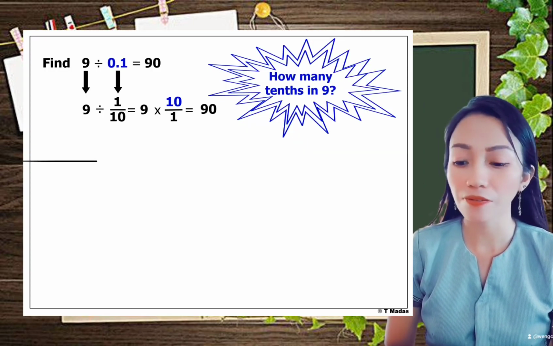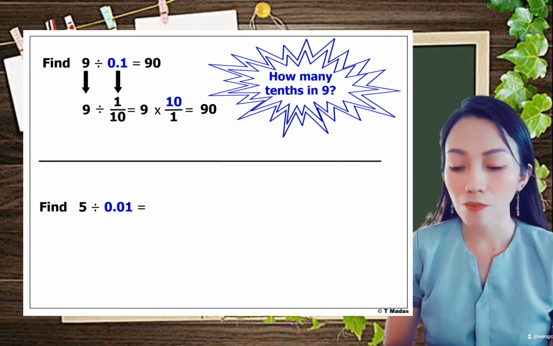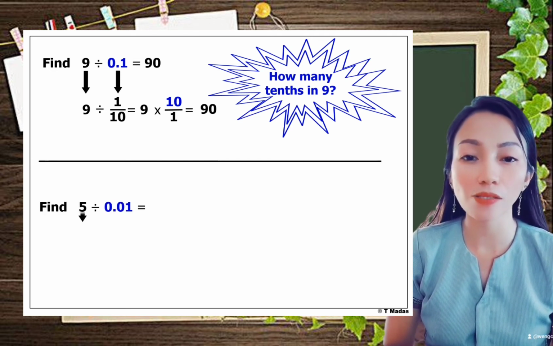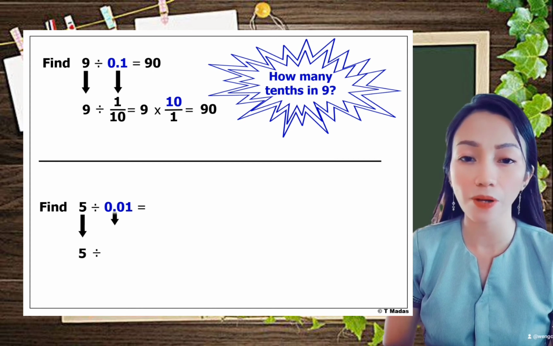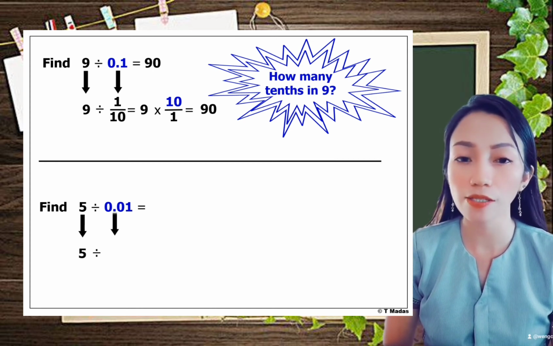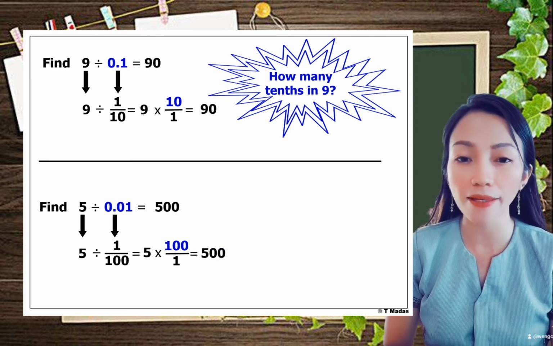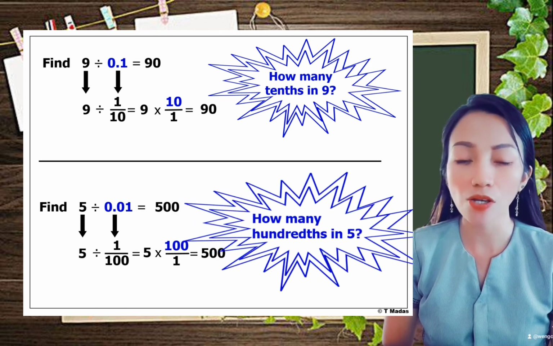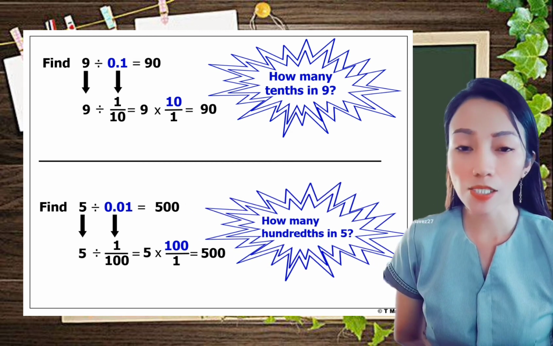Next example is 5 divided by 0.01. So 0.01 is also written as 1 over 100. In order to get the answer, all you have to do is to find the reciprocal of the second fraction. So that is equal to 100 over 1. So simply, let us now multiply 5 times 100. So that is equal to 500. This problem is also in the form of a question, how many hundreds in 5?